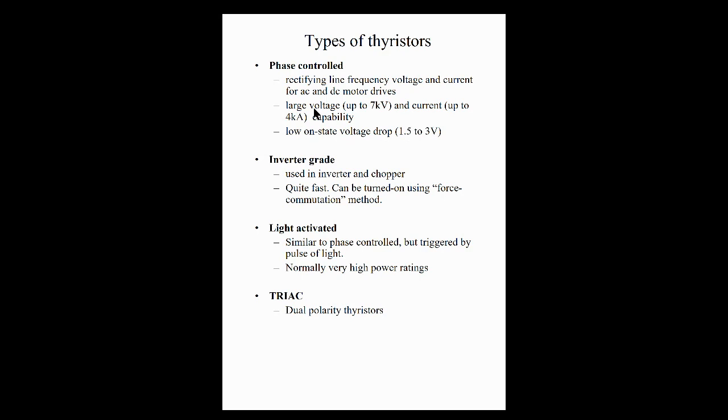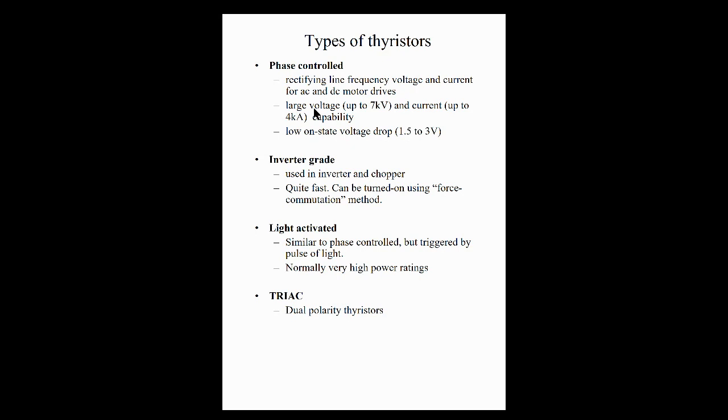There's an inverter grade type, right? So this type you find in your inverters, your choppers, right? And it's quite fast, right? And you can basically control it by way of the forced commutation method.